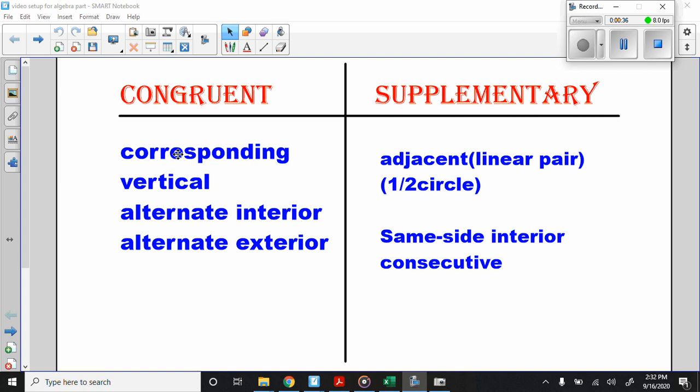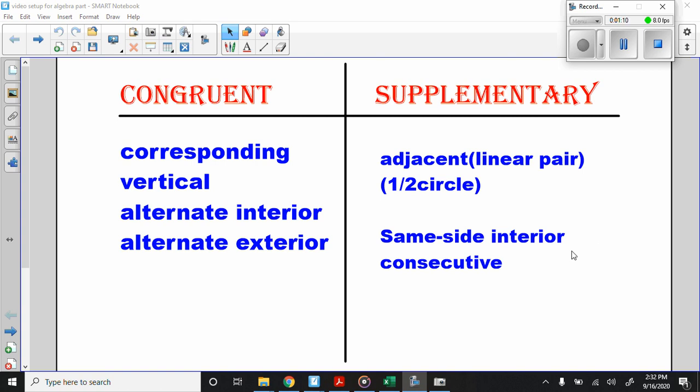So anytime angles are corresponding, vertical, alternate interior, or alternate exterior, we will set them equal to each other in order to find the variable. And when there's any adjacent pair that makes a linear pair and you can put a half circle around it, we'll set them equal to 180. So we have to put a plus sign between them to make them equal to 180. And then any same side interior, also called consecutive interior angles, we'll set equal to 180 as well.